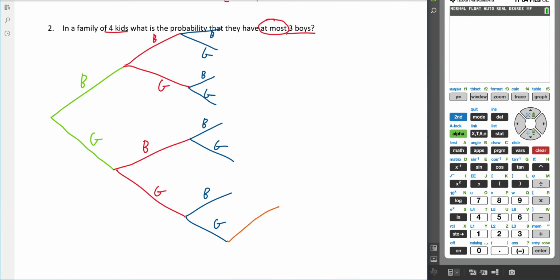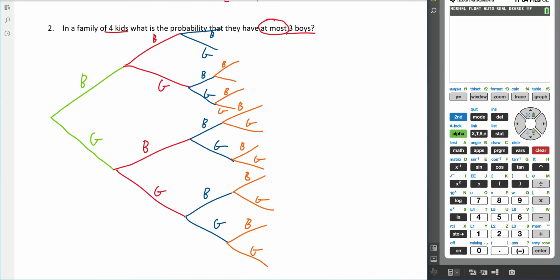There's a boy or a girl, there's a choice, again boy or girl. You can see how there might be a better way of doing this, but tree diagrams are very consistently right. So yes, there are better ways, but okay, we've gone through and done everything.